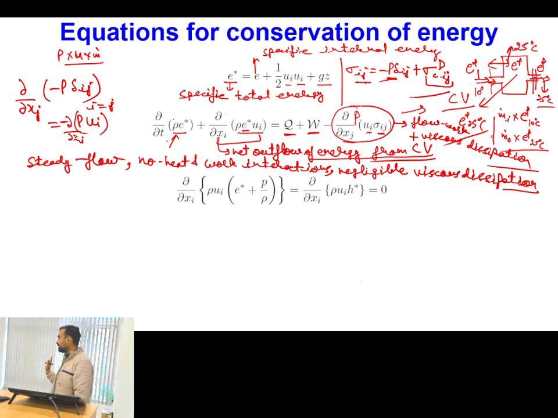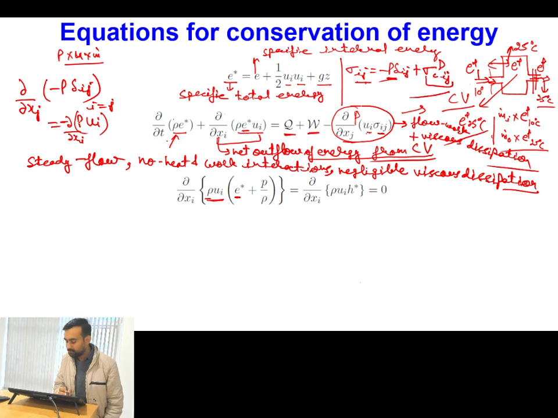All are clear with this idea? Now what I have done, this is my left hand side. In the left hand side, I have taken this del by del x_i of p u_i term to the left hand side. So if I take it to the left hand side, del by del x_i, rho u_i will be coming constant, and inside I will be having E star plus P, because this term is having one rho outside the bracket.